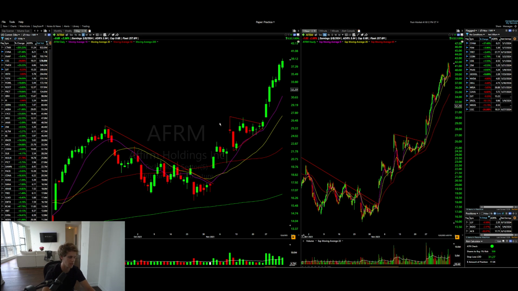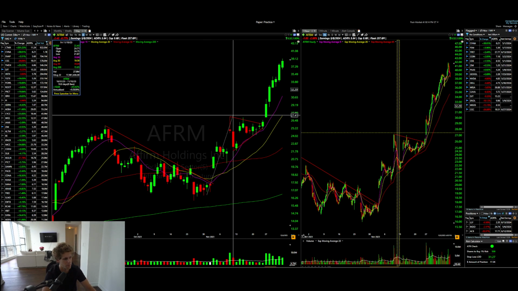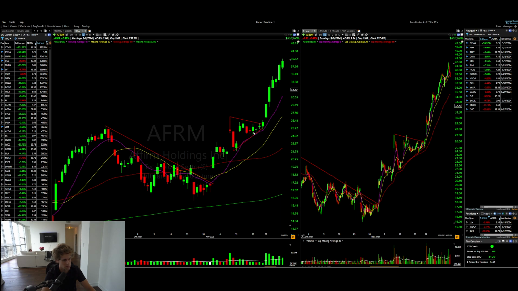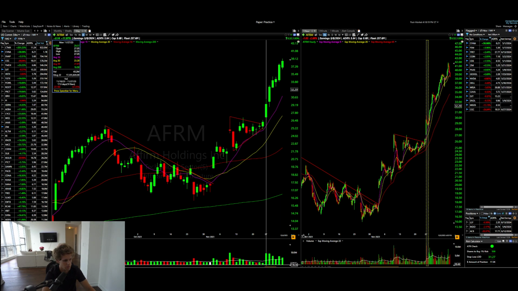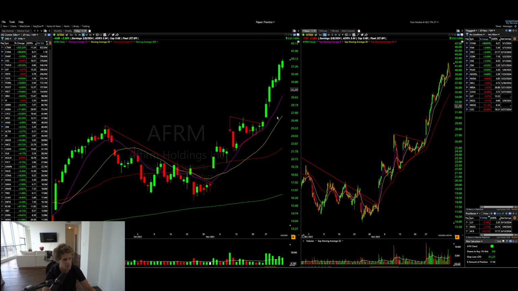But now that you guys know the setup, you can see we have the big move up. The stock goes sideways. It pulls back to this moving average. The candles get very tight. The volume is dying out. And then when it breaks out, the volume starts to come in.